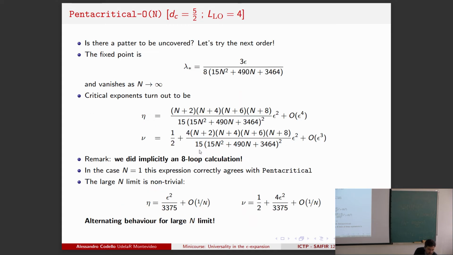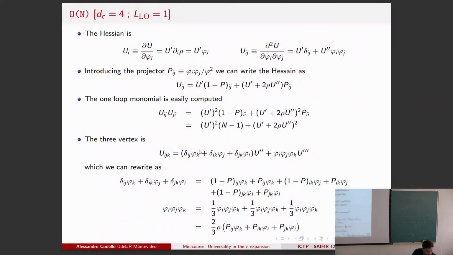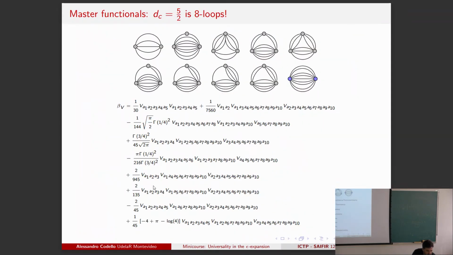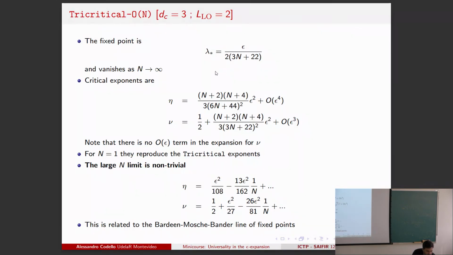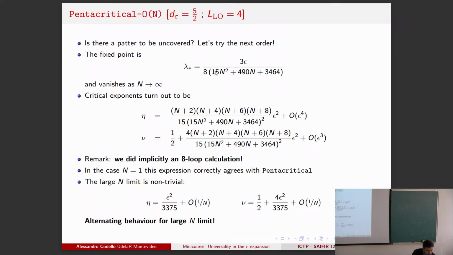Then we can just go on and do the next order. Now we have control over every criticality. So is there a pattern to be uncovered? Let's try the next order. So we go to the pentacritical. It now is this. Once you have written this one inside once in your life, then you apply it to any theory you want. So this is the formula. You see this 8 loop contribution that comes inside, and you find the fixed point obviously, and you find these critical exponents.